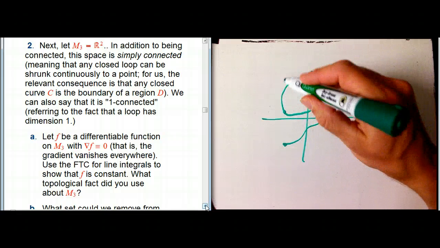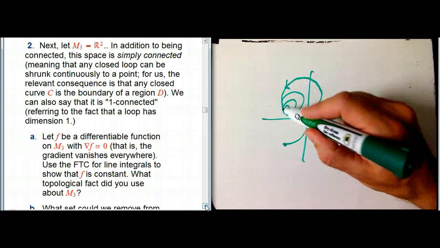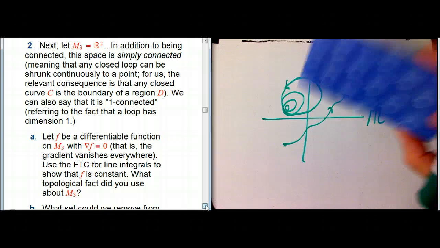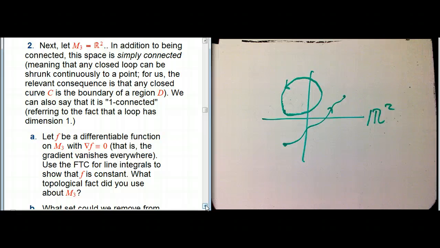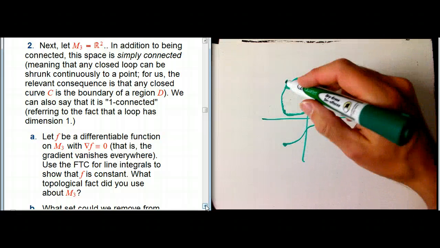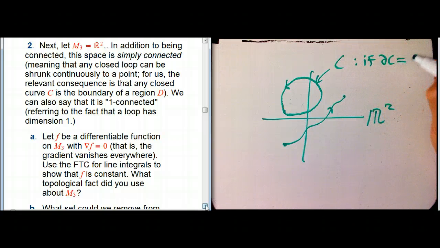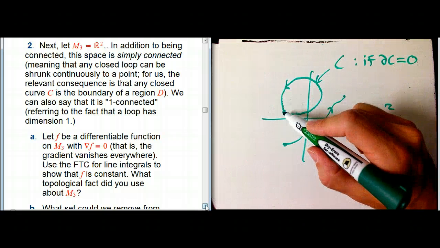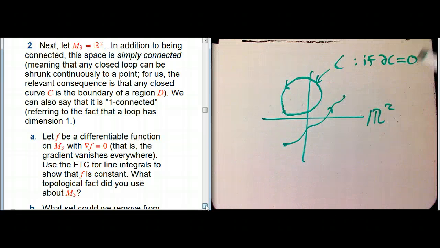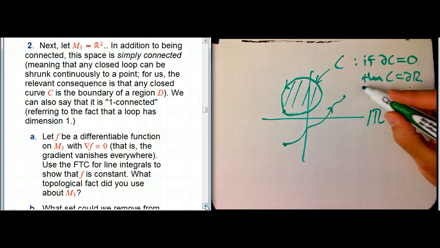That if I have a closed loop, then that can be shrunk down to nothing. Or a related thing, it's not quite the same thing, but the way we're going to use simply connected, and I'll basically use it as my rough definition of simply connected, is that if I have a curve C, and the boundary of C is 0, how could it be 0? It could be if the start and the end were the same point, and they cancel out when I take the boundary. So there's no end point. So it's a closed curve. Then C is itself the boundary of a region.